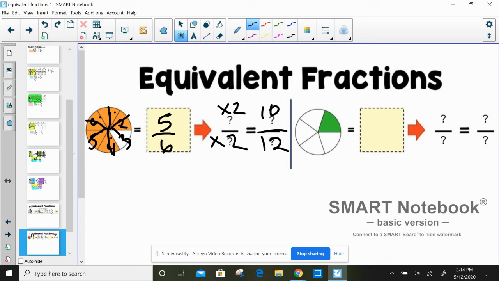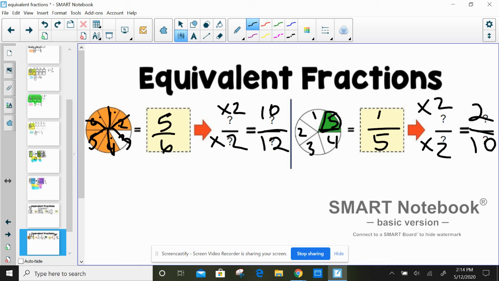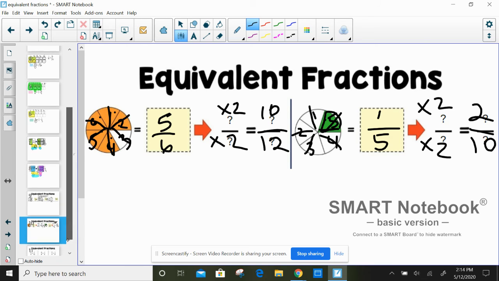Okay, now here we have 5 total pieces, but only 1 is shaded. See, just this little 5 right here. Okay, and we could multiply this by 2. And that means that we're going to actually be grouping these, okay? We're going to get 2 tenths. I'm going to break each of these into 2. Now we have 2 shaded and 10 total. Okay?